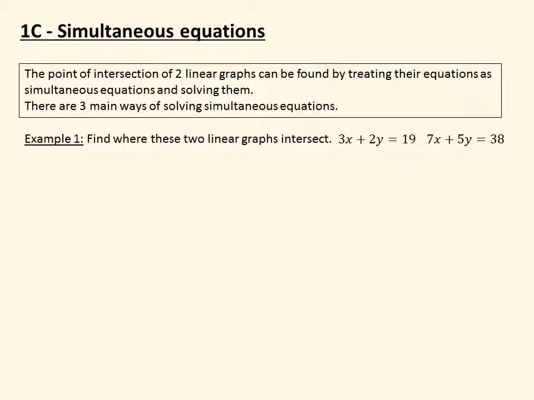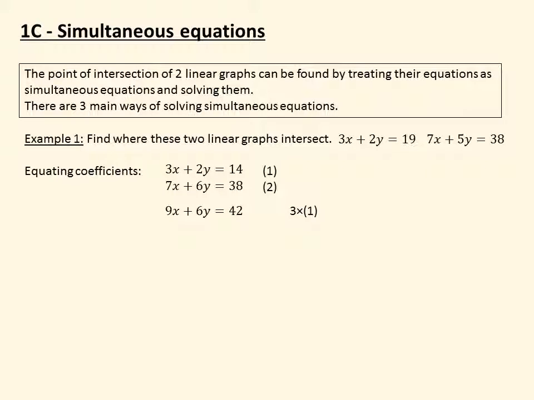The first example shows equating coefficients. We write the two equations down. If we times the first one by 3, we find that the coefficient of y in equations 2 and 3 are now 6. If we now take those equations away from each other, we get 2x is 4. So this gives us x is 2.